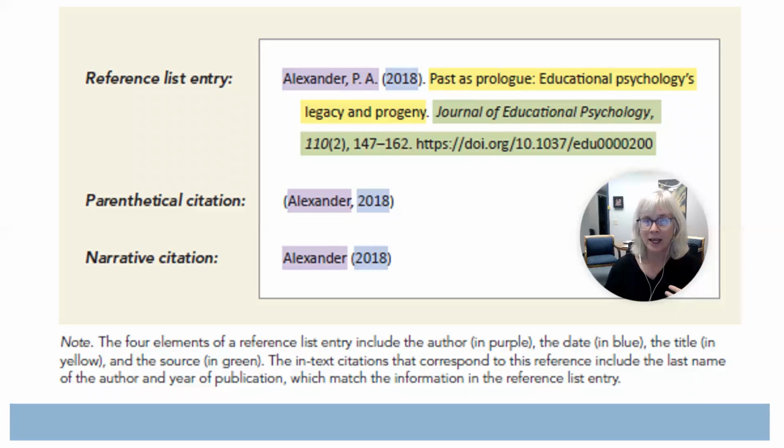So what this looks like in your reference list is as above, Alexander, PA, 2018. So that's included there and in alphabetical order. There are then two different kinds of citations, and we'll talk a little bit more about these in a bit. Parenthetical, so that occurs at the end of a sentence, Alexander 2018. Narrative citation is when you're including it in the sentence. Alexander 2018 reported blah, blah, blah, blah. Okay, so it's important to recognize which is which and to use them appropriately.